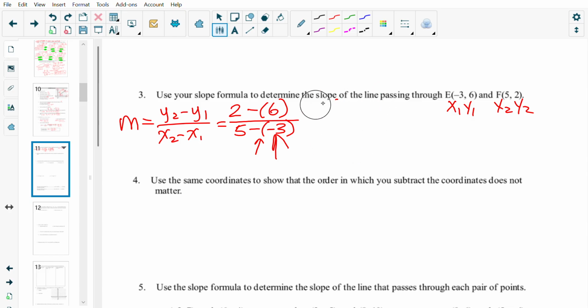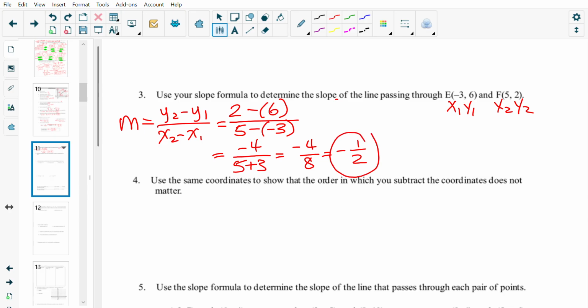Okay, so let's back all this up. All right, so it's 2 minus 6 over 5 minus negative 3. Evaluate, that's negative 4 in the numerator. 5 minus negative 3, that's 5 plus 3. And that's negative 4 over 8, otherwise known as fully reduced negative 1/2. So the slope is negative 1/2.